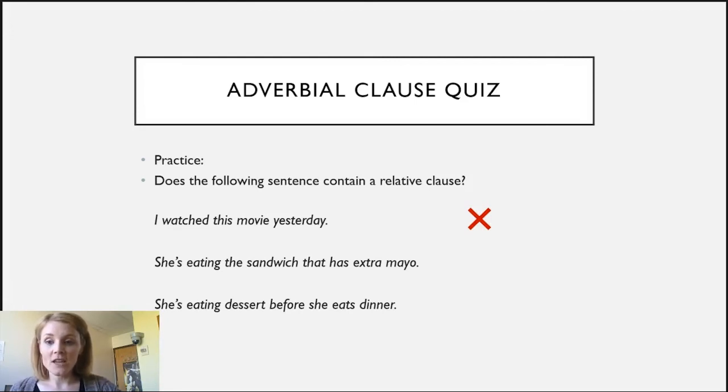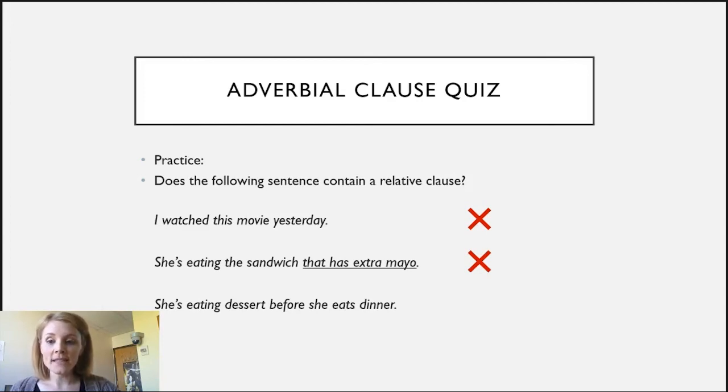Our next sentence, "She's eating the sandwich that has extra mayo." So we have the main verb eating, and then we have the main verb has. Two main verbs, so this is a complex sentence. Our subordinate clause is "that has extra mayo," and that is describing the sandwich, saying what type of sandwich it is. It's a sandwich with extra mayo. And because sandwich is a noun, we know that this is a relative clause. So this answer would be false. The sentence does not contain an adverbial clause.